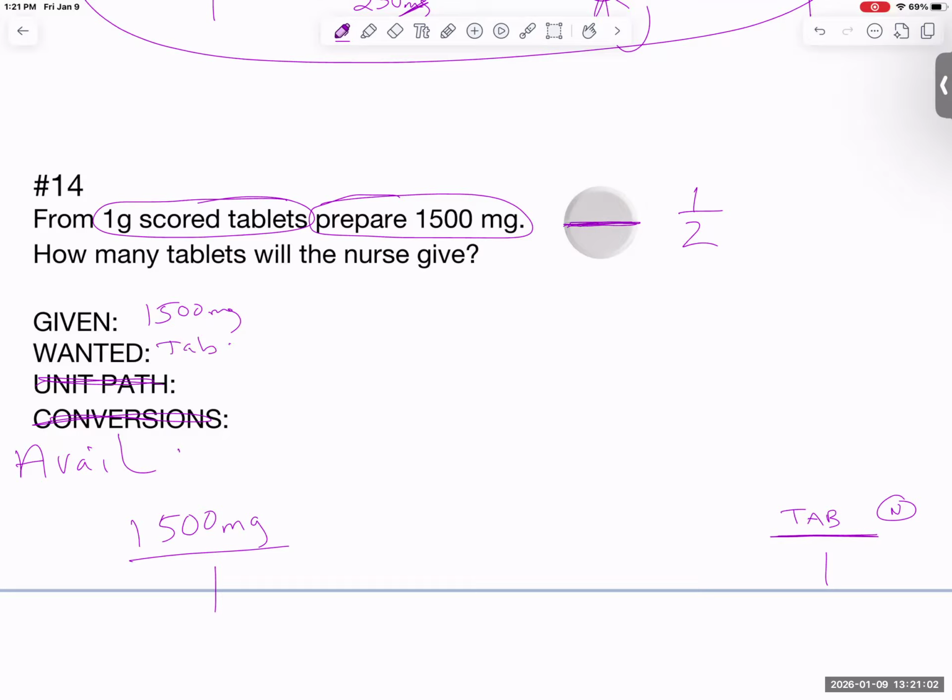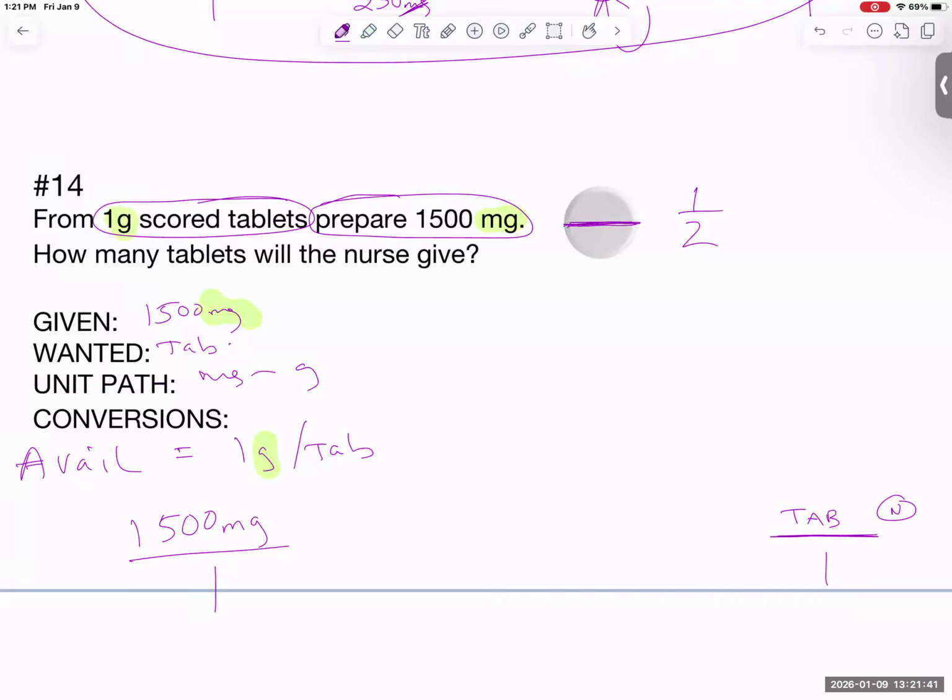What's available? 1 gram per tablet. So I got 1 gram. Available is 1 gram per tablet. What's the problem with that? You have to convert it. It's not really a problem. The problem is you need to identify that it has to be converted, because what is ordered is not what's available, not the strength, the unit of measure. So I have to convert milligrams to grams.